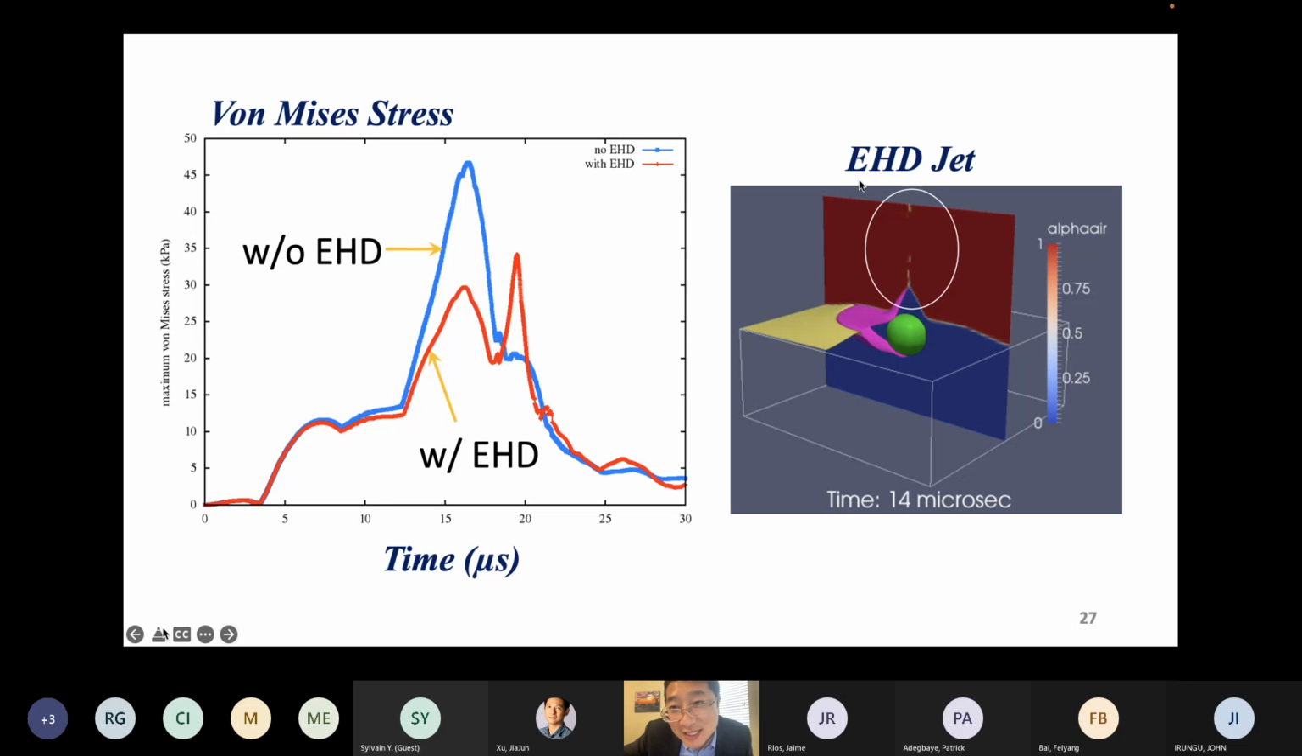Okay, so we also see this EHD jet. This is typically a cone structure, well reported in the literature about electrohydrodynamic flow. So we do see them. That's okay. That doesn't affect the cell.